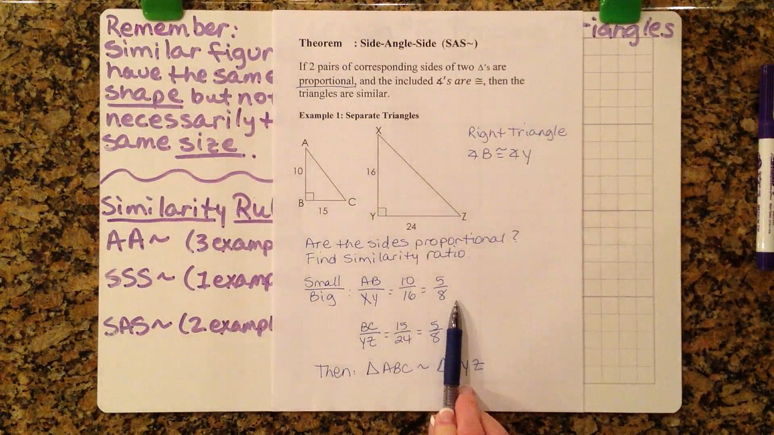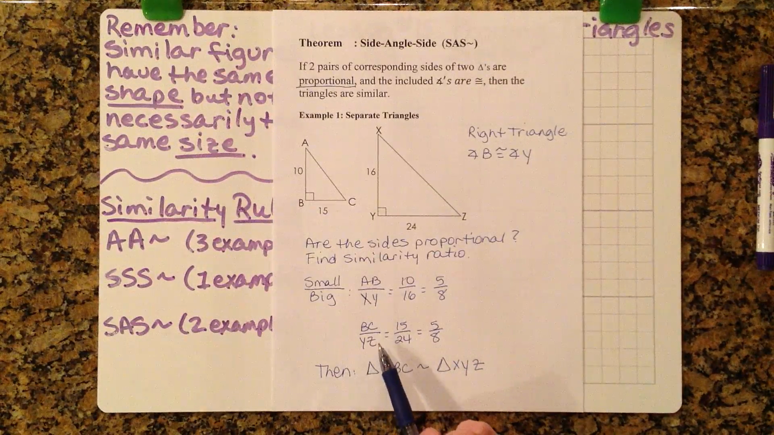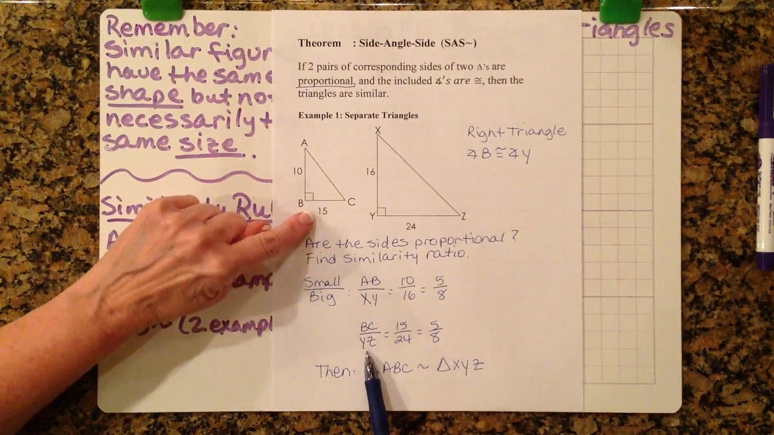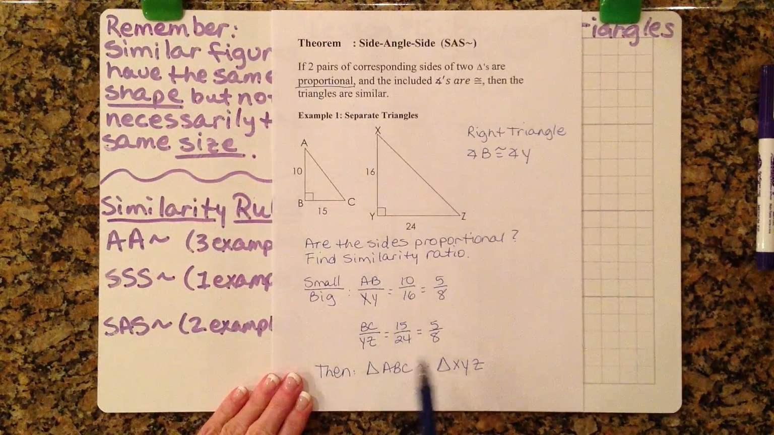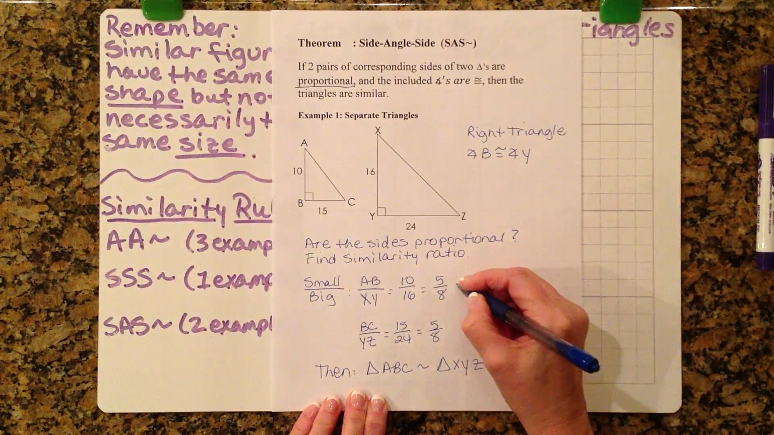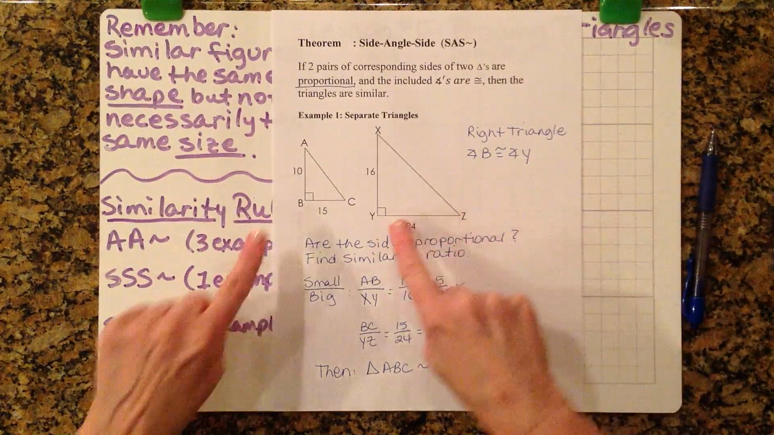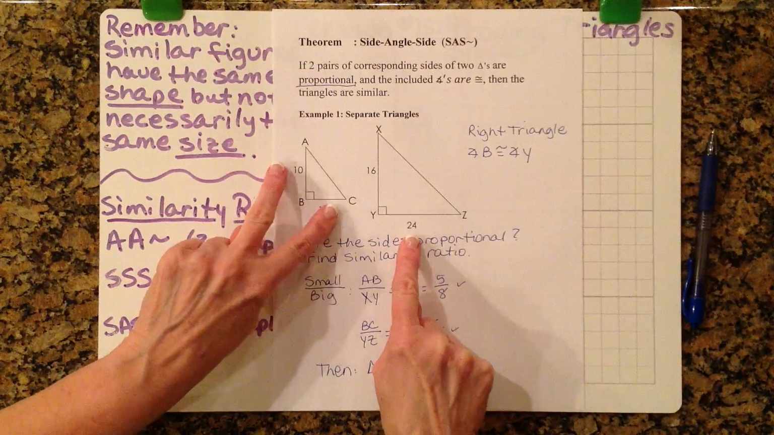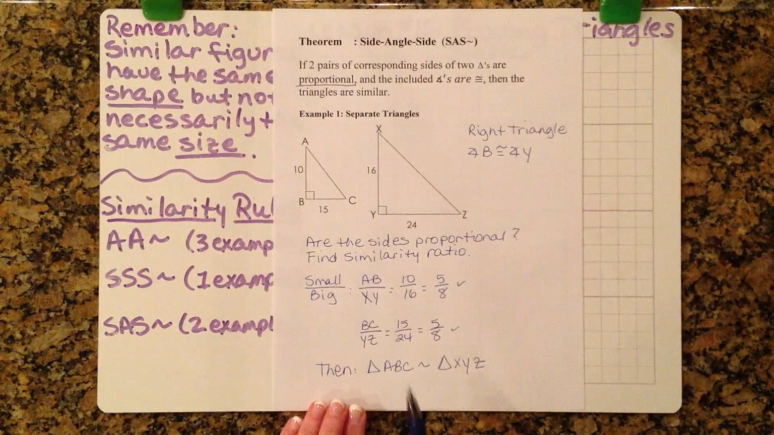Now, I want to go and do the next one, which is BC over YZ. So BC is 15, YZ is 24. Don't forget to reduce it, and I got 5/8. If you notice, I have the same similarity ratio each time. So I've got an angle and two sides. So that's going to be SAS similarity. So as a result, triangle ABC is similar to triangle XYZ.